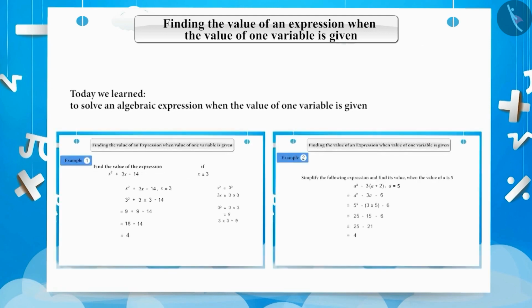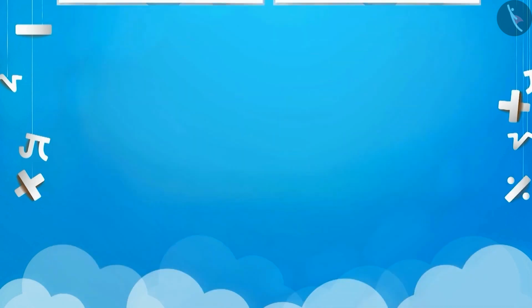Today we learned to solve an algebraic expression when the value of one variable is given. In the next video, we will understand it better with some more examples. Thank you.